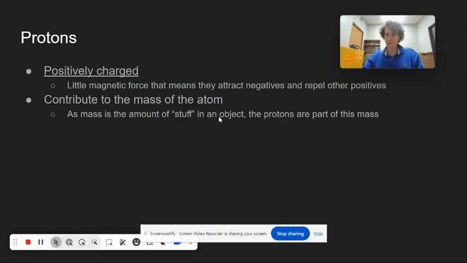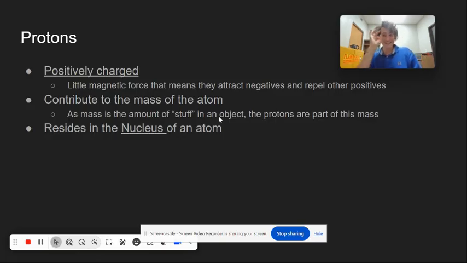Okay, so something to consider. Protons are found in the nucleus of the atom. The nucleus is the dense center of the atom. When I say the dense center, I mean an atom is basically, you could picture it like a ball, like a sphere, right? Some kind of spherical shape.